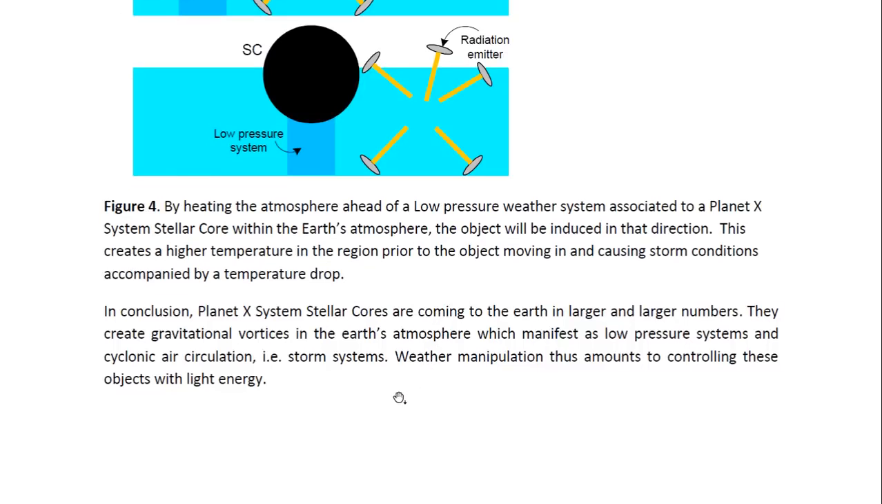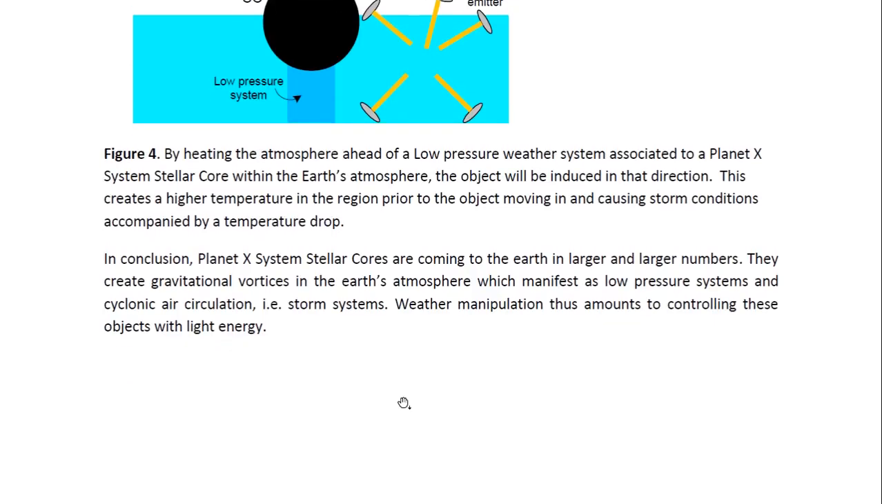So in conclusion, Planet X system stellar cores are coming to the Earth in larger and larger numbers. They create gravitational vortices in the Earth's atmosphere, which manifest as low pressure systems and cyclonic air circulation, in other words, storm systems, where the manipulation thus amounts to controlling these objects with light energy.